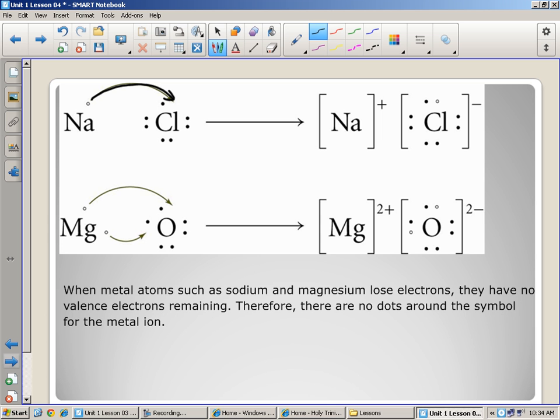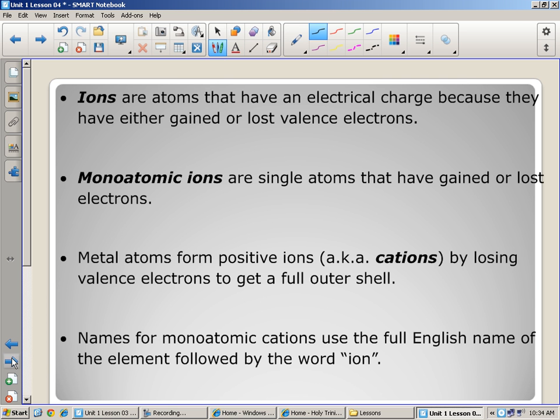When we write these, this is actually a little bit more for later, but when we write these, the metal, such as sodium and magnesium, lose electrons. They have no valence electrons remaining, therefore we don't write any dots around the symbol, but they are stable, okay, for the metal ion. For the nonmetal, we do. All right, don't worry about that too much right now. We'll come back to that. I think you guys have some definitions to fill in if I'm not mistaken here, so I'll let you do that.